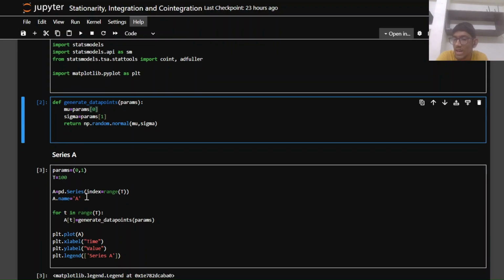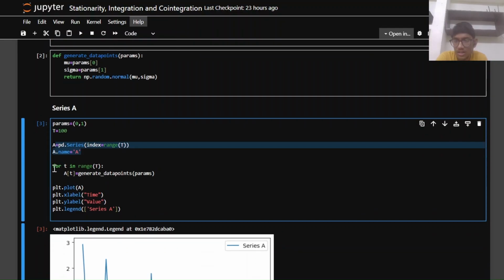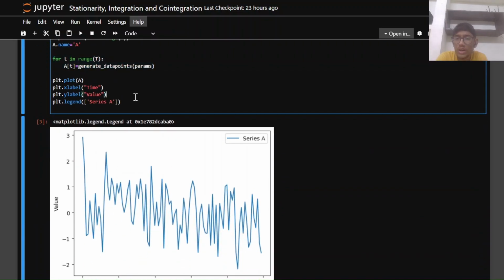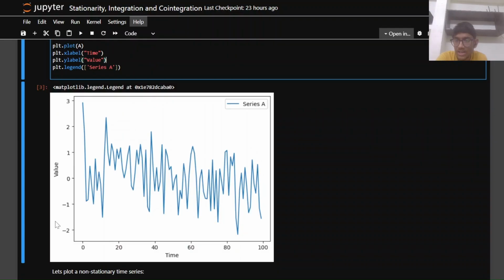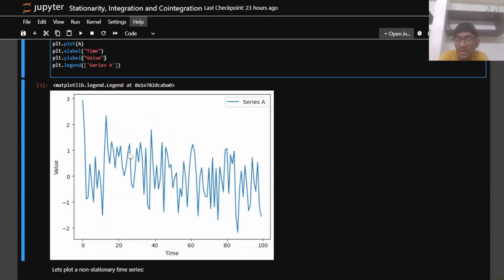And then let's create a time series whose elements are randomly sampled from a normal distribution whose mean is 0 and standard deviation is 1. So I've set my parameters to be 0 comma 1. We want about 100 elements in the time series, and let's call our time series A. This for loop here generates data points which are sampled randomly from our normal distribution. When we print the plot we get such a plot, and this plot just looks like random noise, random noise whose mean is 0 and variance 1. And by definition we know that this is a stationary time series.